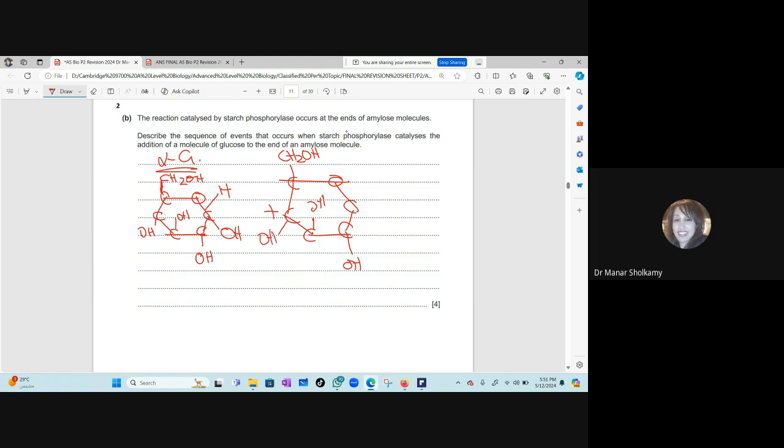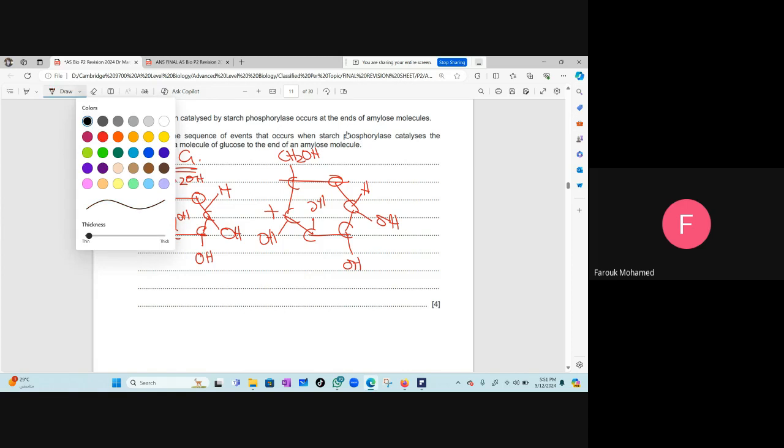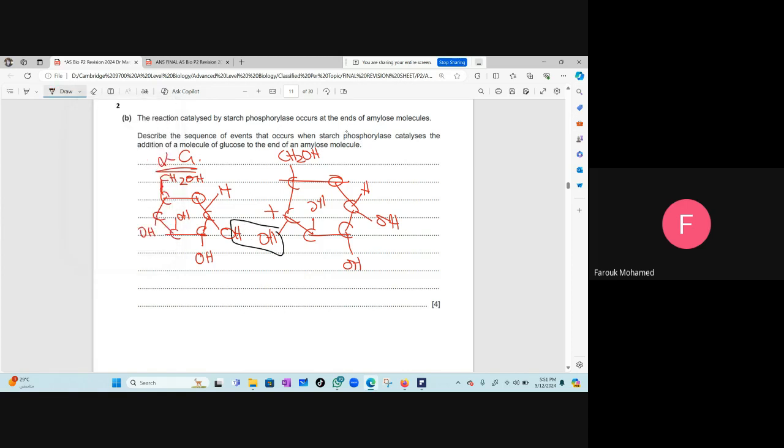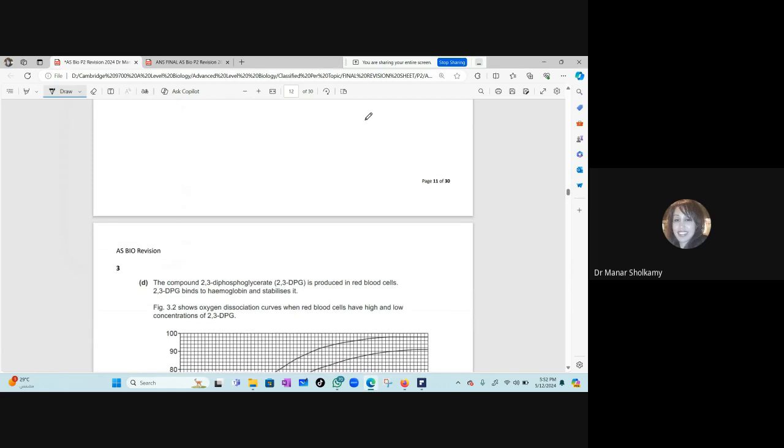Then we do what? We remove the OH and one H, that will form water. Perfect. And then there will be a bond between the O and the C, between carbon one and carbon four, like so. Perfect. This is an alpha 1 to 4 glycosidic bond, water is released, and this is a condensation reaction.